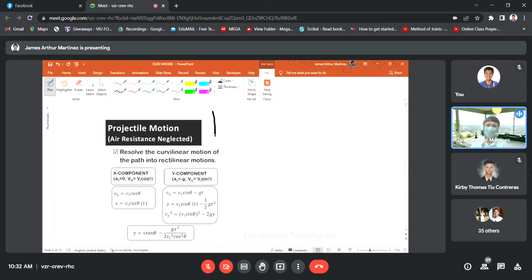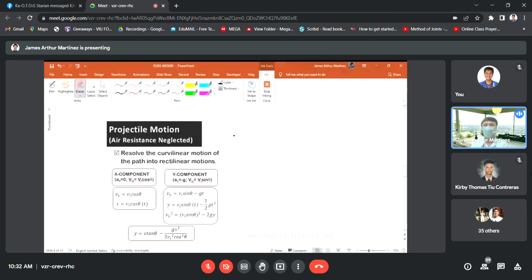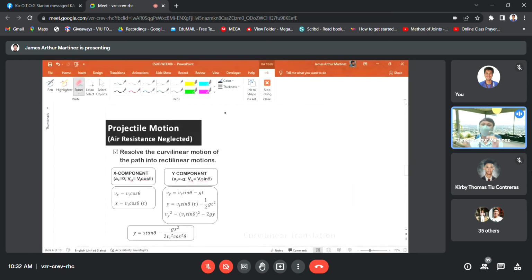At any given point in your projectile motion, class, we resolve it into x and y components. If we consider the x component only, it is just a horizontal motion. So we can apply the fundamental concepts and equations for rectilinear motion with constant acceleration.